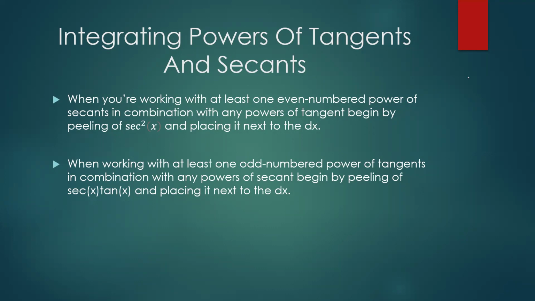And the other thing you need to know is when working with at least one odd number power of tangent in combination with any powers of secant, begin by peeling off a secant x and a tan x, and place it next to the dx. So all you have to remember is if there is an even power of secant, you take out a secant squared x. If there's an odd number power of tangent, you peel off a secant x and a tan x. And then you use your trig identities.